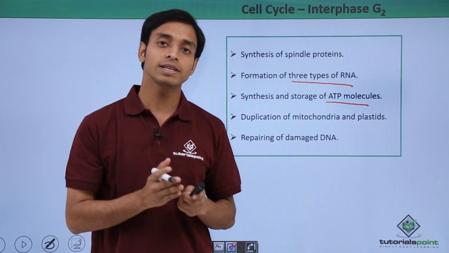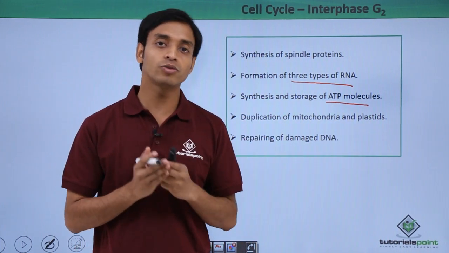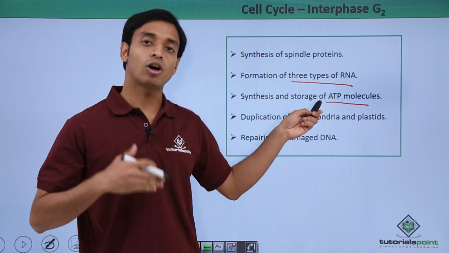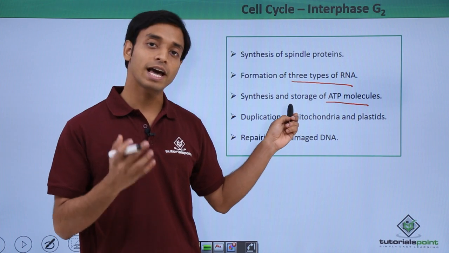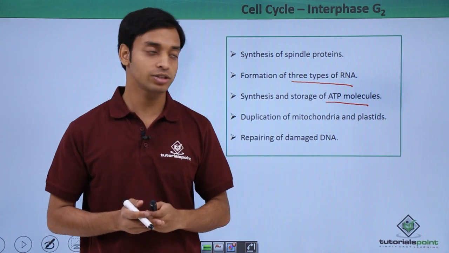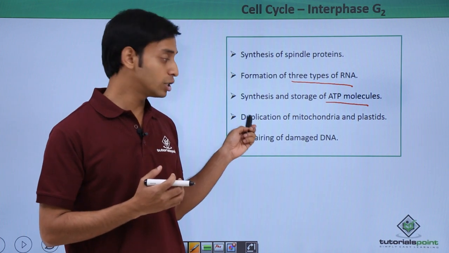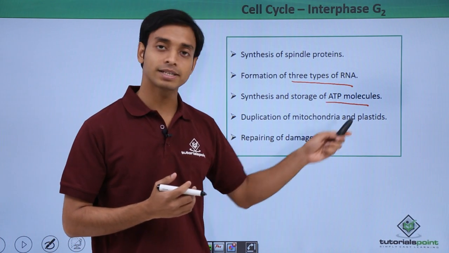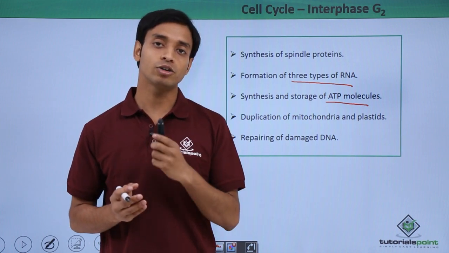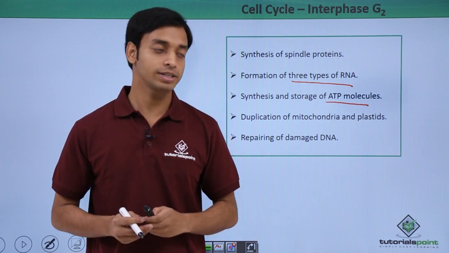Now, it also involves the synthesis and storage of very important molecules, that is the ATP molecules. We have initially seen that ATP molecules were also formed in the G1 phase. Now, here ATP molecules are also formed in the G2 phase. Along with that, the storage and synthesis happens in this phase. It involves the duplication of mitochondria, plastids and various other cell organelles. So, different cell organelles are duplicated in the G2 phase.